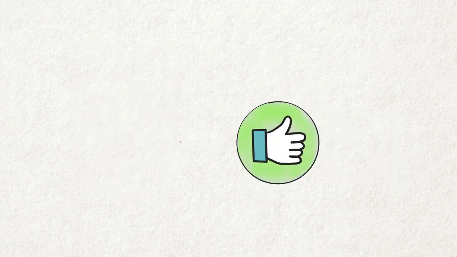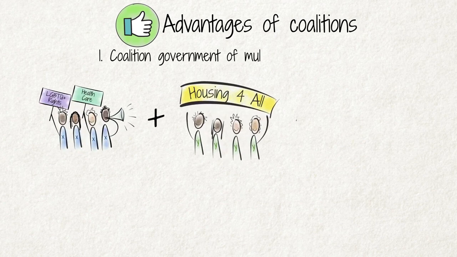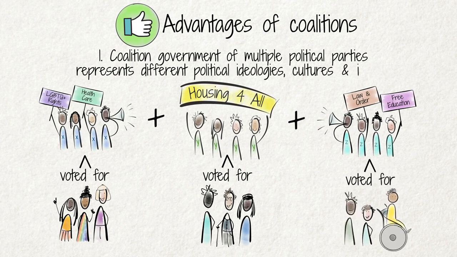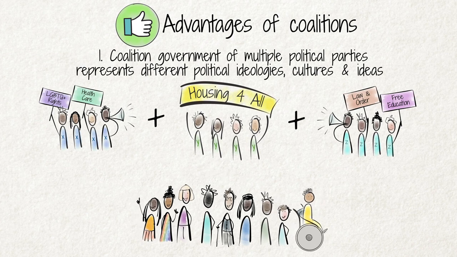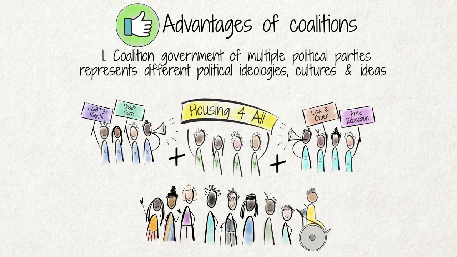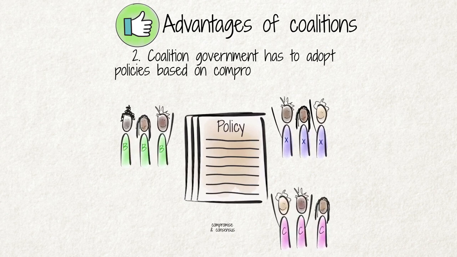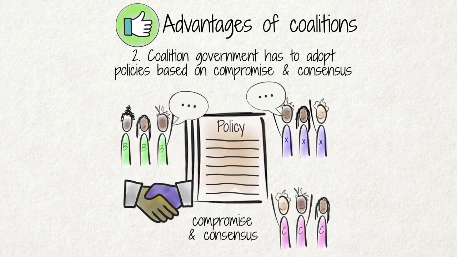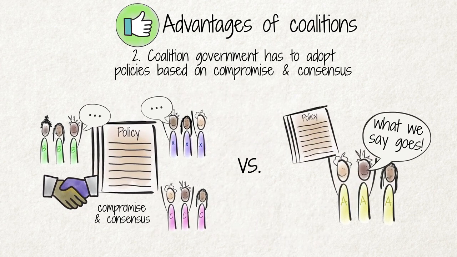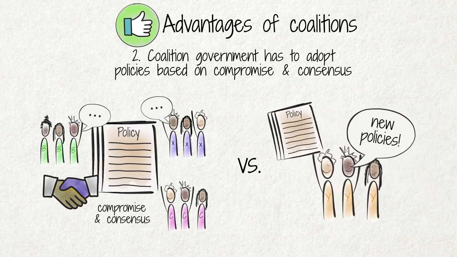Coalitions have advantages and disadvantages. One advantage is that a coalition government of multiple political parties will represent different political ideologies, cultures, and ideas. This helps to bring opposing communities together because they see their representatives working together. Another advantage is that a coalition government has to adopt policies based on compromise and consensus between the parties. These policies may be smarter and last longer than policies adopted by one majority party, which may be abolished as soon as that party loses power.